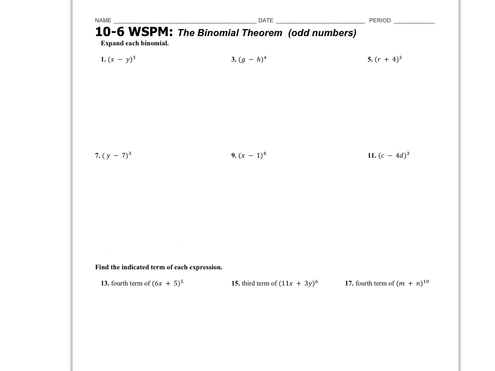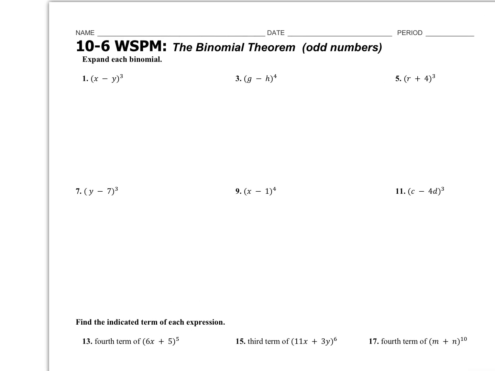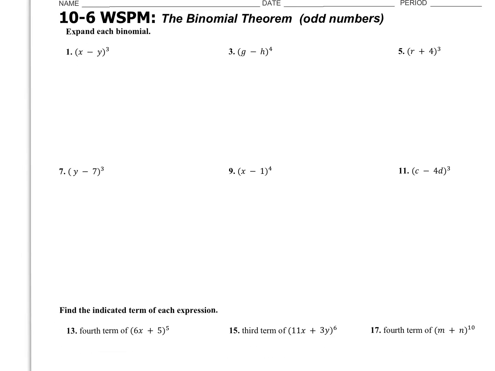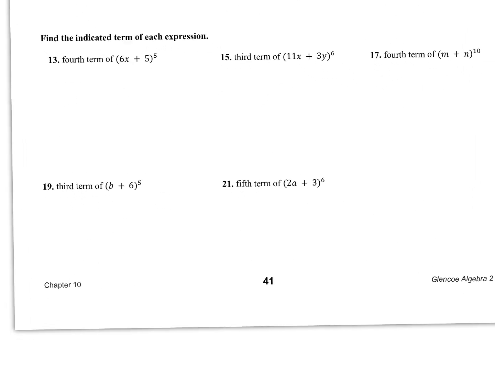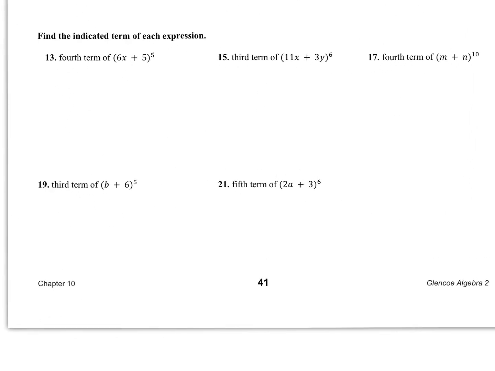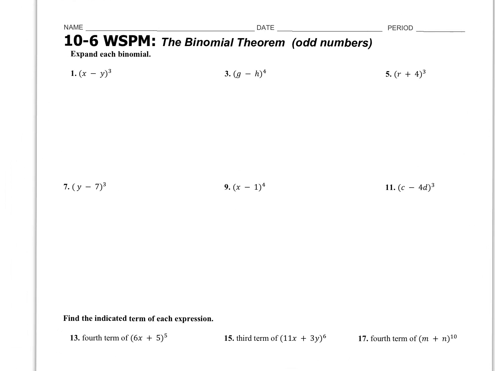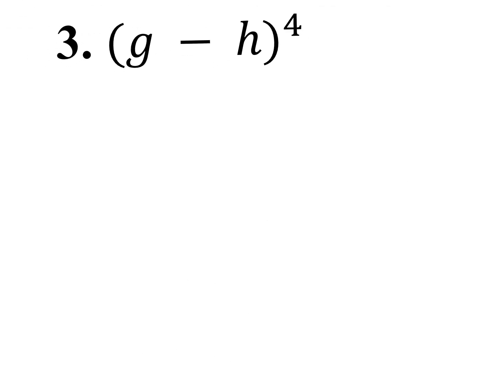So here's the worksheet. Which one would you guys like to see? We have full expansions up here on 1 through 11 odd, and we have finding the indicated term on 13 through 21 odd. We could do a couple of each if you'd like. Which one would you like to see on the first half? Number 3. Okay, let's all go to number 3 here.